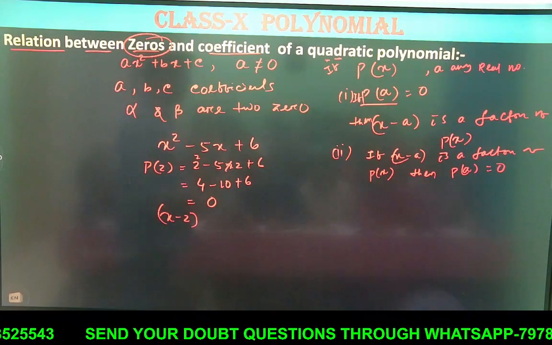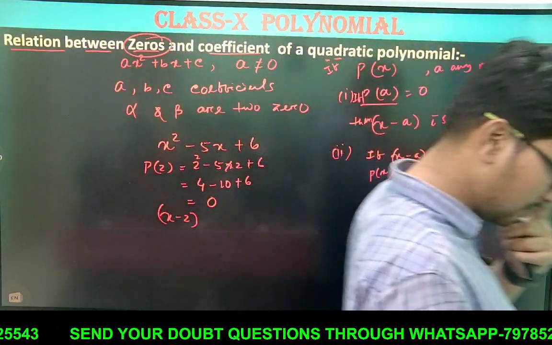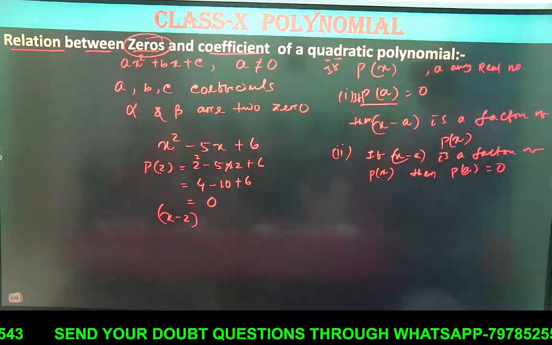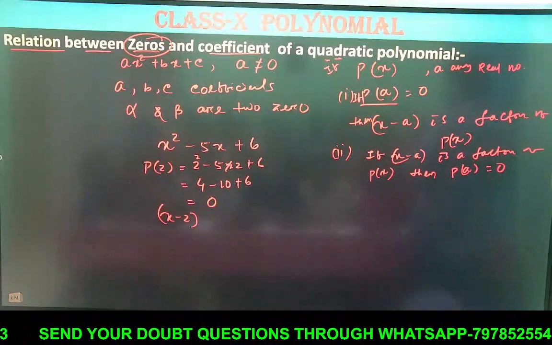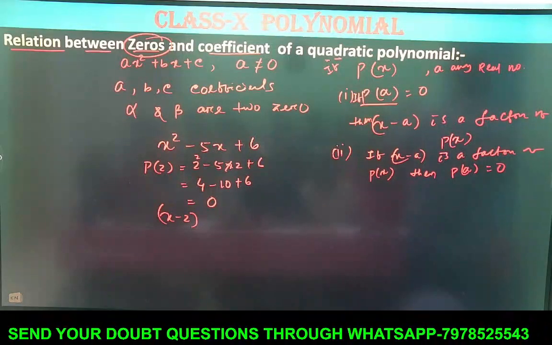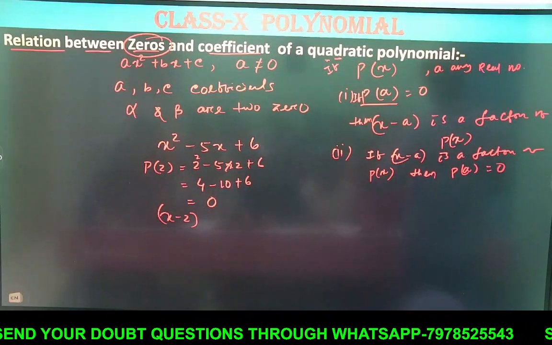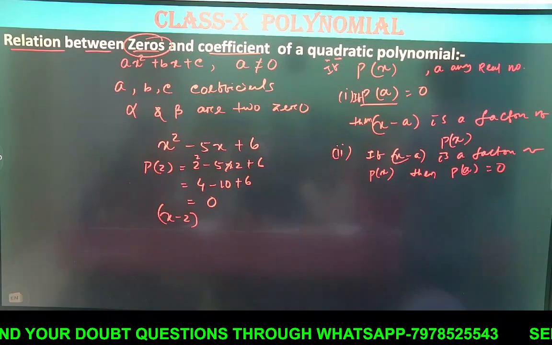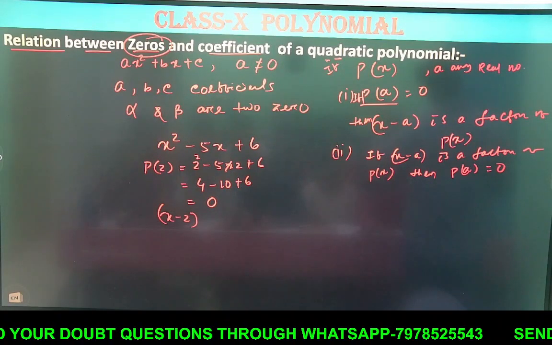Clear? Okay. Think, and if there is any doubt, tell me about the factor theorem. So tell me, Ankit, if 2 is a zero, then what is the factor? X minus 2 is a factor of p of x.